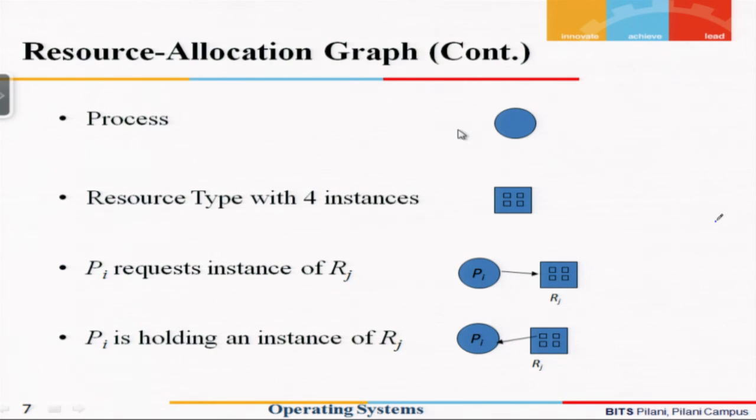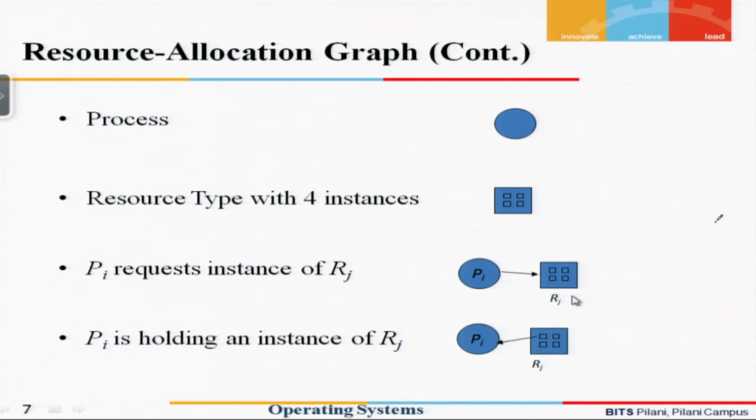Diagrammatically we use certain symbols. For processes we use a circle, and for resources we use a rectangle, and inside the rectangle we have small rectangles indicating the number of instances. In this case we see that there are 4 rectangles. This indicates that this particular resource type has 4 instances available in the system. So if this resource corresponds to a tape, it means there are 4 tape drives in the system.